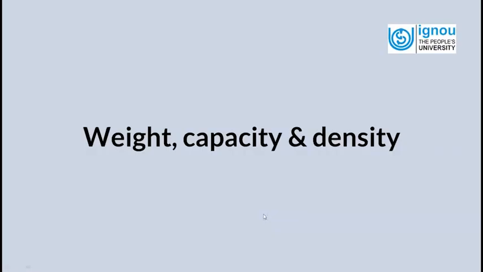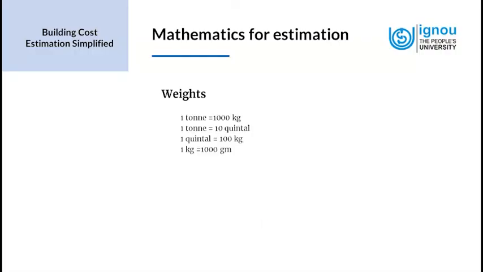Next we look at weight, capacity and density. For weight, there are different conversion factors. 1 ton is 1000 kg, 1 ton is also 10 quintal. 1 quintal is 100 kilograms and 1 kilogram is 1000 grams. A truck or a lorry carrying 10 tons of sand is the range that we have to keep in mind, that a truckload of sand will be about 10 tons, and a bag of rice or wheat would weigh close to 1 quintal and so on.